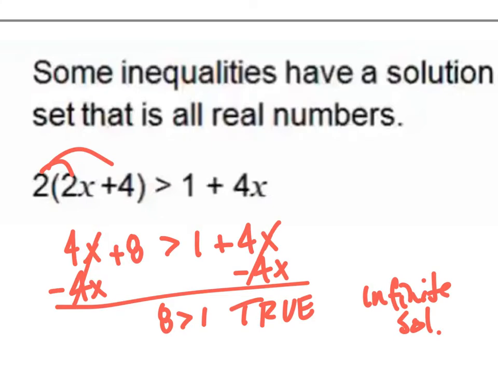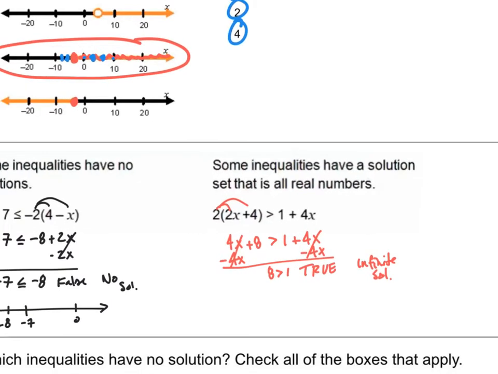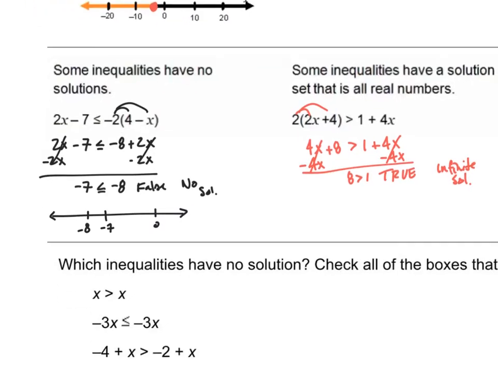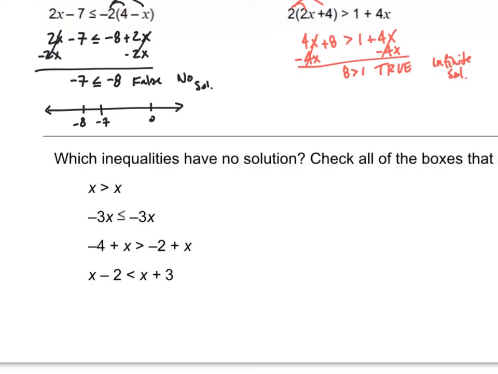When you have a true statement like that, it means you can plug in any number for x, and it will always work. You'll always get a true statement for the original problem. When you get a false statement, that means if you plug in a value for x, you're always going to get a false statement. There are no values for x that will make that true. Kind of weird, just a nuance. So which inequalities have no solution?